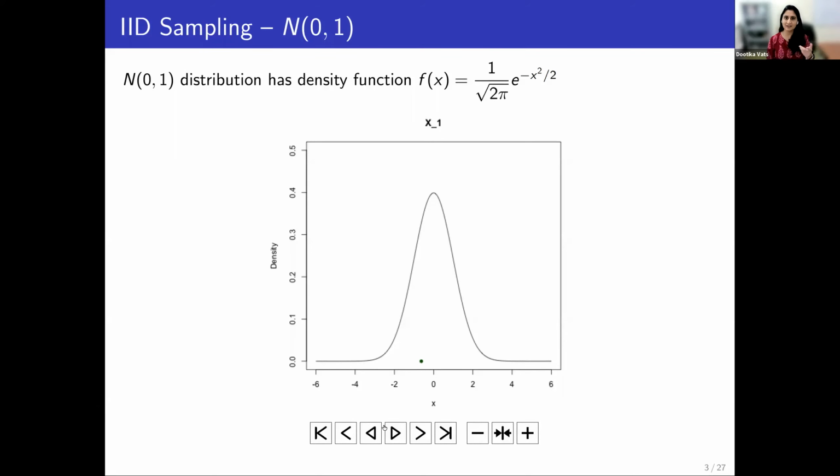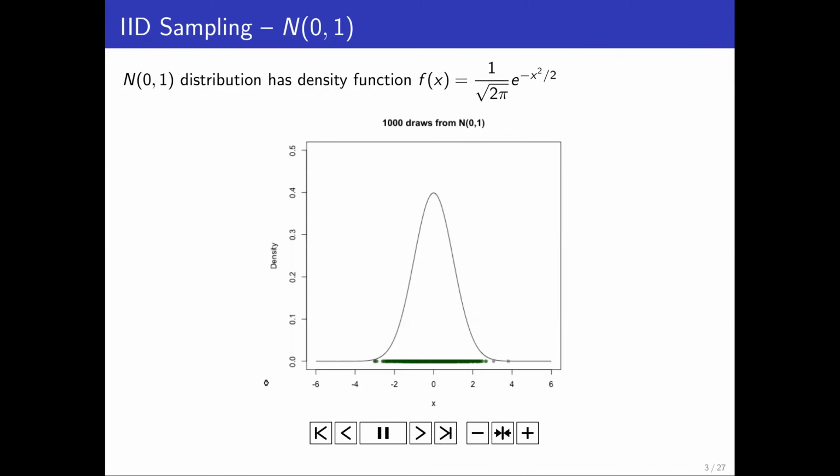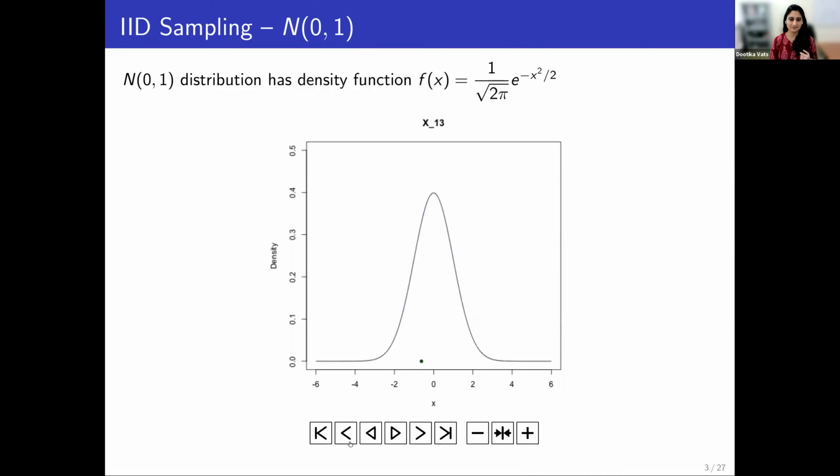If I'm going to start the animation here, this will keep giving me different points, x2, x3, up till some x20, up until this particular slide over here, which says, okay, all of these green dots on the x-axis are sampled points for the Gaussian distribution.